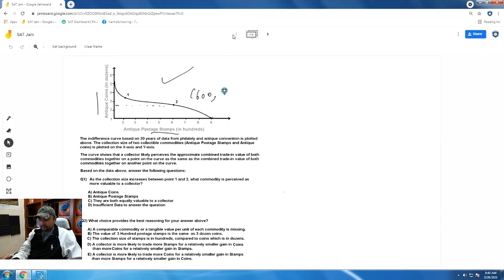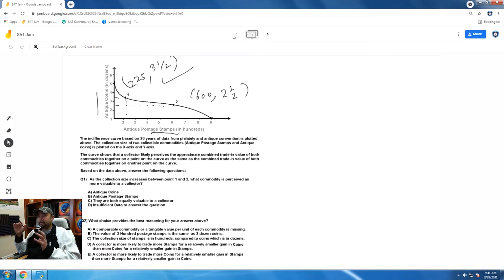So if I had 2.5 dozen antique coins, it will have the same amount of perceived value as if I had, at point 1, about 200, and let's make it a little more accurate, I think it's about 225. That point would be 225. So about 225 stamps and about 3.5 dozen antique coins. So we've got 2 points on the graph.